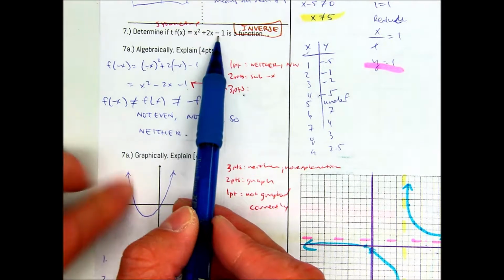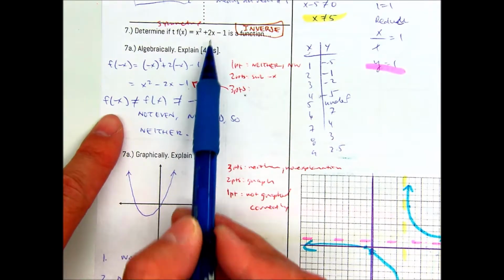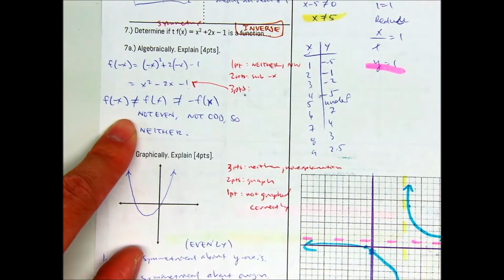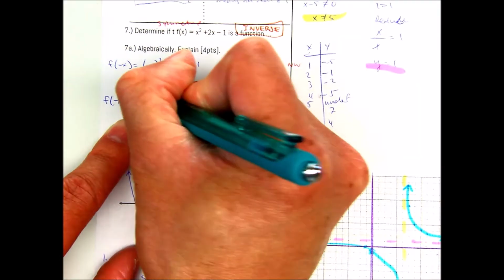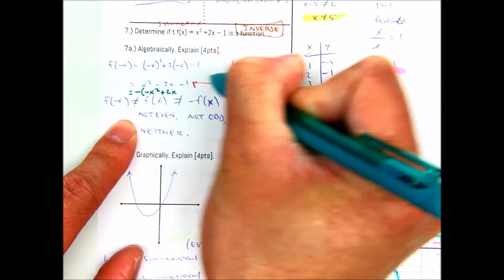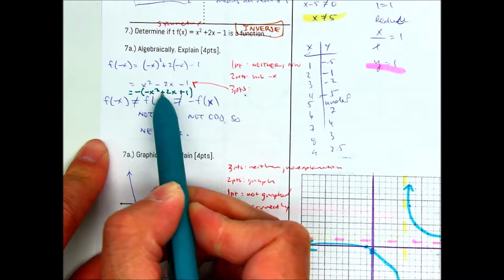If I factor out a negative one, let's factor out a negative one. That would be negative x squared plus 2x plus 1. Remember, it's reverse distribution: positive, negative, negative. Inside the parentheses, does that look like the original problem? The answer is no, so it's not odd. The answer is neither.